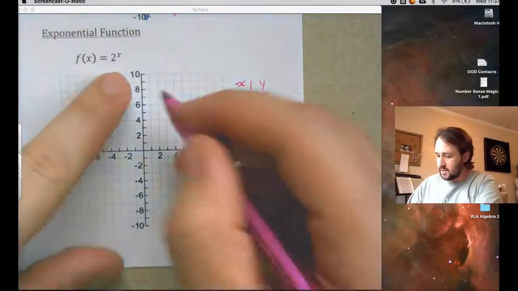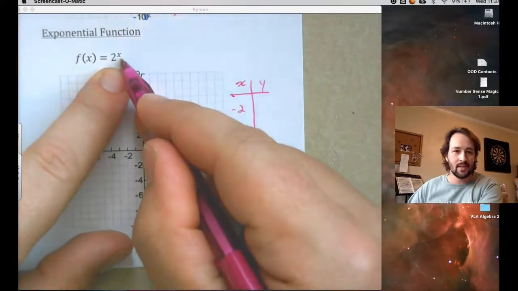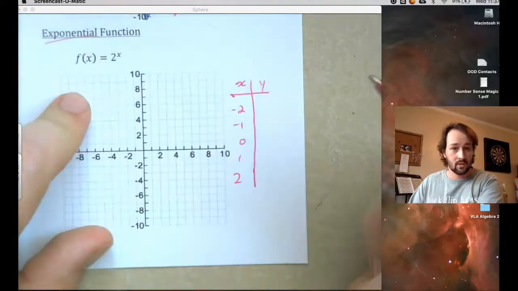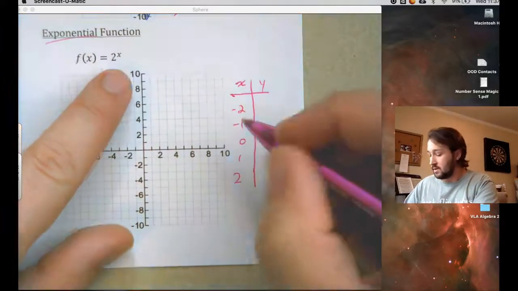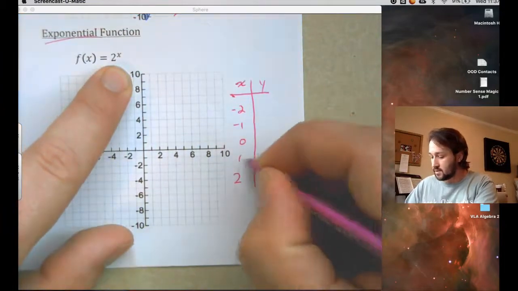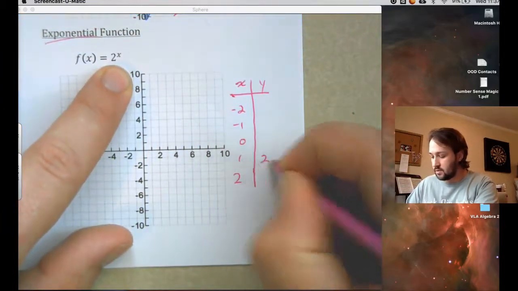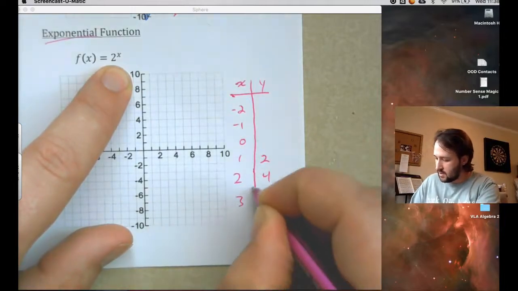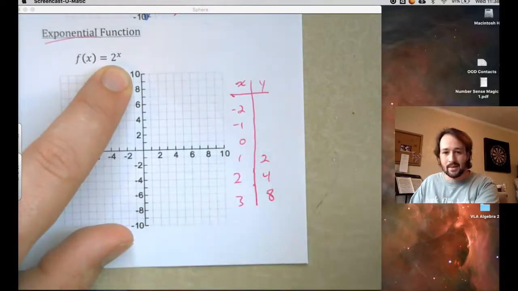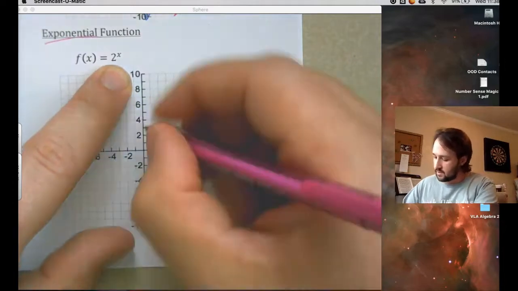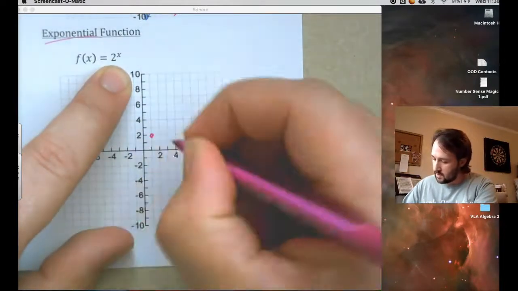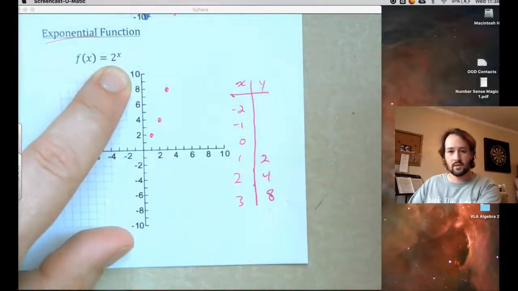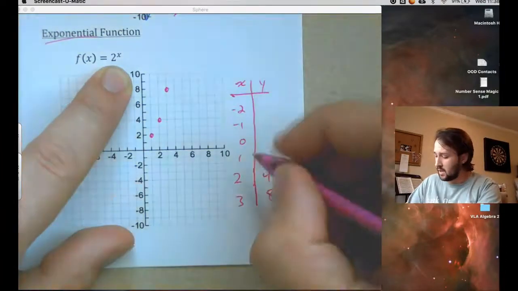So if I do 2 to the x, anytime you see an x in the exponent, that's what makes this called an exponential function, because our variable is in our exponent. So if I do 2 to the first, I'll start there. 2 to the first is just 2. 2 to the second is 4. Even if I go to 3, 2 to the third is 8. All right, so if I graph those points, 1, 2, 2, 4, 3, 8, we're creating something like that. So it's creating a curve up.